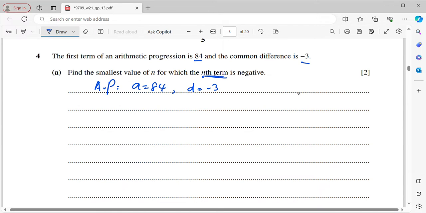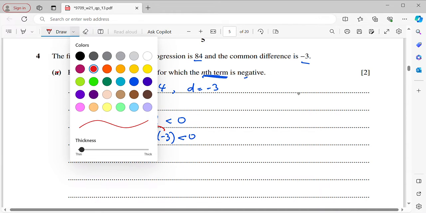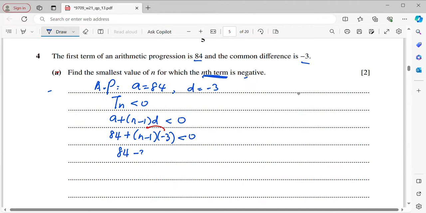So now the nth term is negative, Tn is less than 0. So the formula is a plus (n minus 1)d is less than 0. Then now replace the a and d values. So 84 plus (n minus 1) multiplied by negative 3 is less than 0. That means from here I will be getting 84, then minus 3 times into the bracket, so I will get minus 3n plus 3 less than 0.